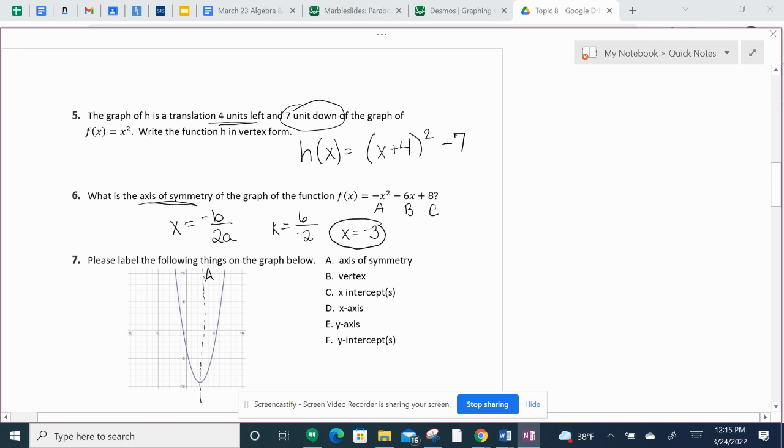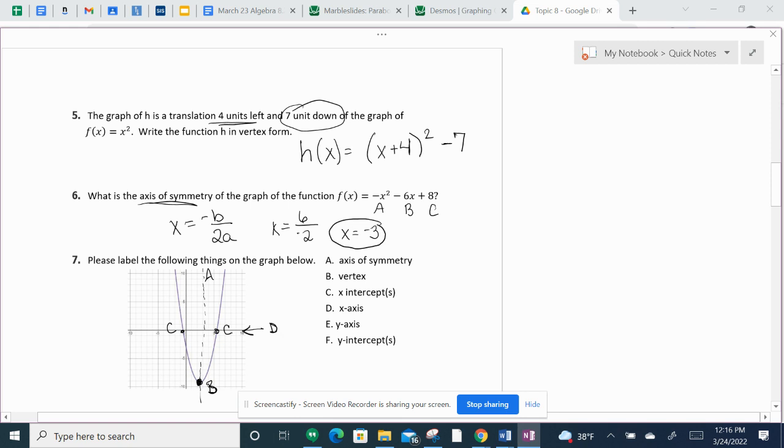Next, it asks for the vertex. The vertex is that point, either the maximum or the minimum point, where the graph changes directions, and I see that right down here, so I'm going to put that point there and label that B as the vertex. C asks for the x-intercept or intercepts, and intercepts are where the graph crosses the x-axis. And I see that that actually happens in 2 places on this one, so I'm going to label both of those points C.